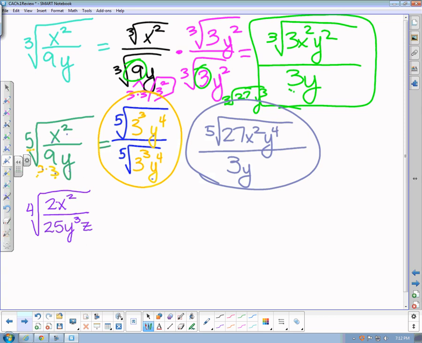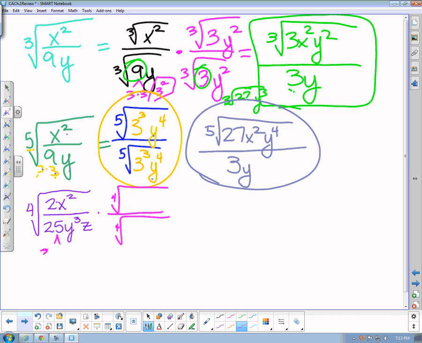Moving down to this last one, we have 2x squared over 25y cubed z, and it's the 4th root. So we can't factor anything out of any of it, so now we're going to have to multiply by a form of 1, and it's going to come in the 4th root of something.